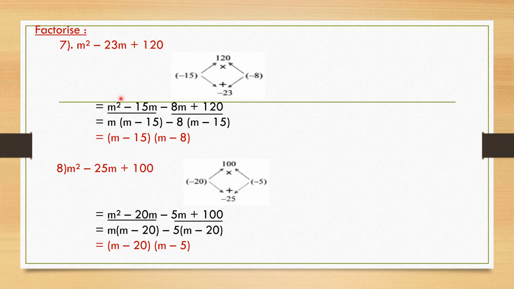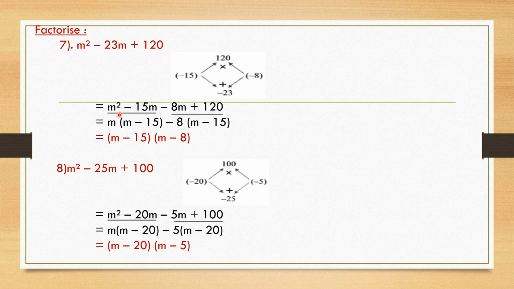Now we'll start solving the sum. The first term as it is, m square. Instead of the middle term minus 23m, we'll write the new terms, minus 15m and minus 8m, plus 120. Then we do the pairing: m square minus 15m, minus 8m plus 120.